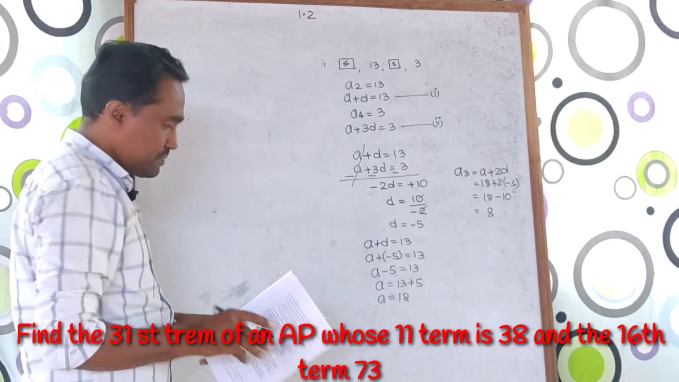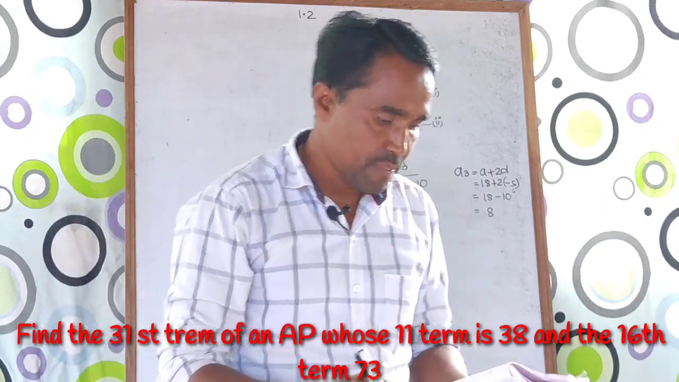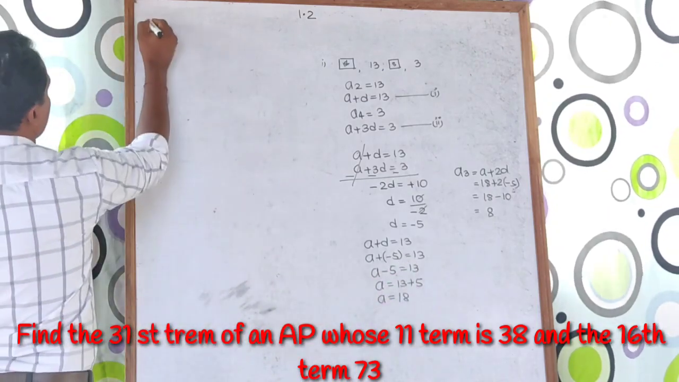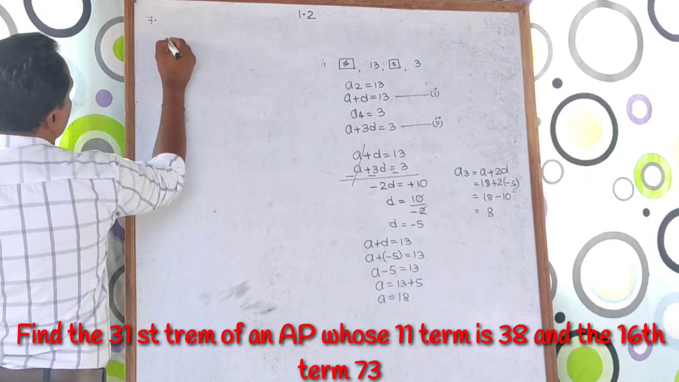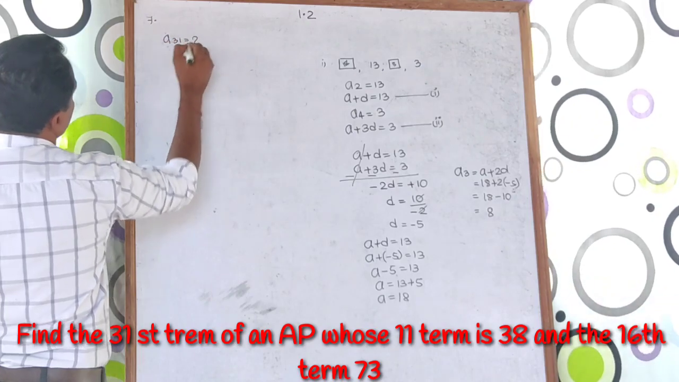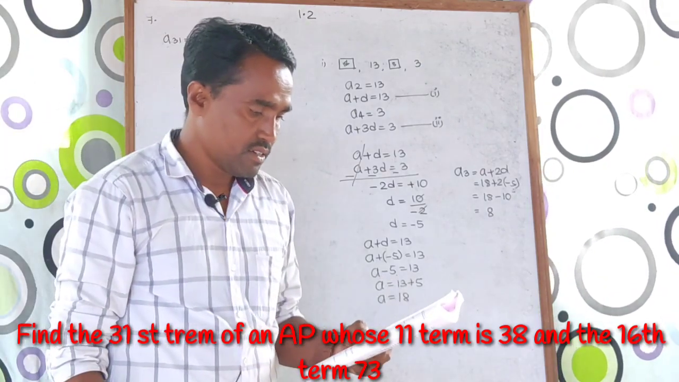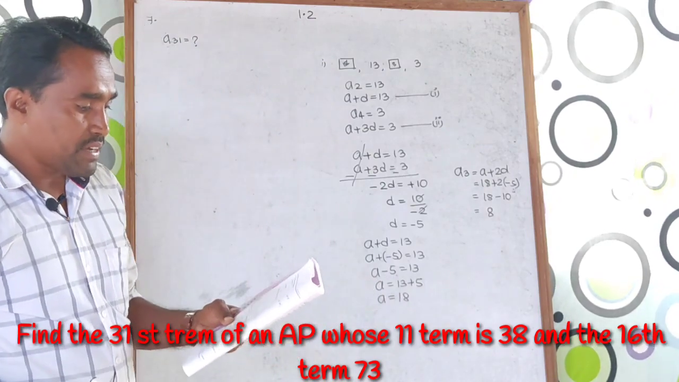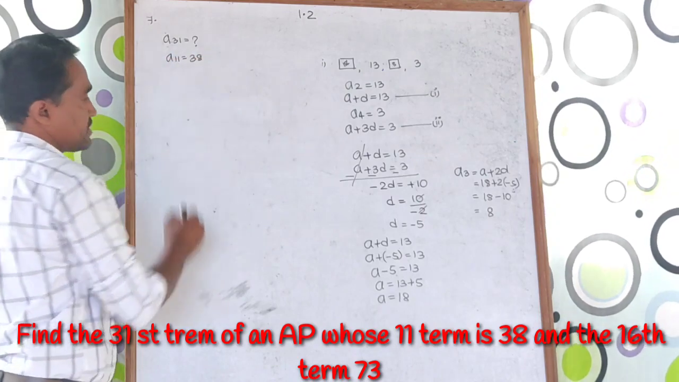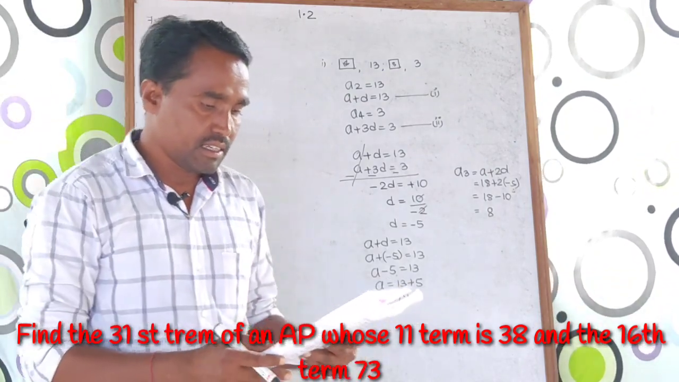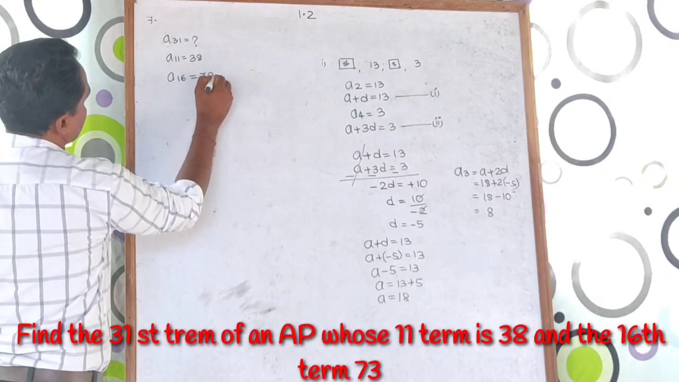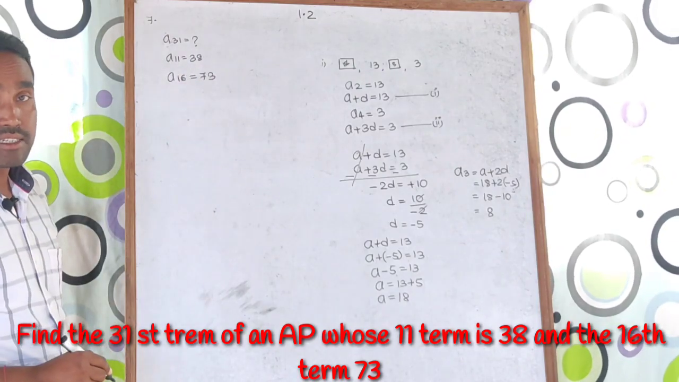There is a very interesting question coming your way. Find the 31st term. It is question number 7. We need to find the 31st term, that means A31, of an AP whose 11th term is 38. 11th term means A11 equal to 38. And the 16th term is 73. A16 equal to 73. Let's see how we can get it.